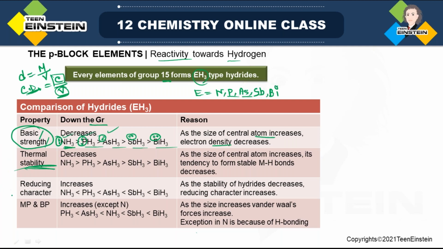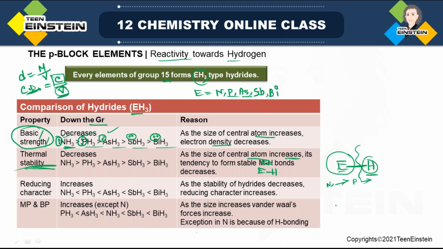Second is thermal stability. As the size of the central atom increases, its tendency to form a stable EH bond decreases. Size of the central atom increases. So see, when it is an EH bond, H is fixed. But as you are changing from N to P to arsenic, the size of E is increasing. So when the size of E is very high, what will happen? The distance between E and H will increase. That means bond distance will increase.